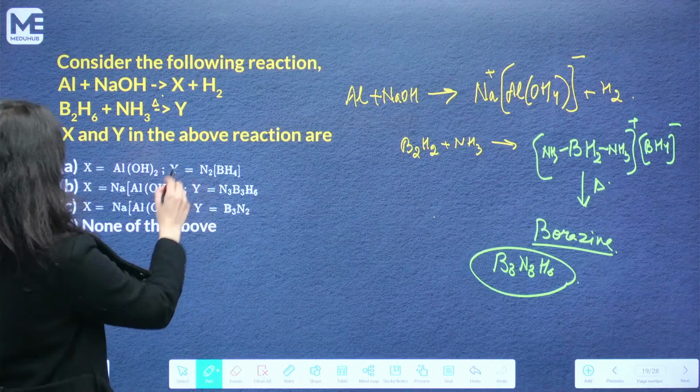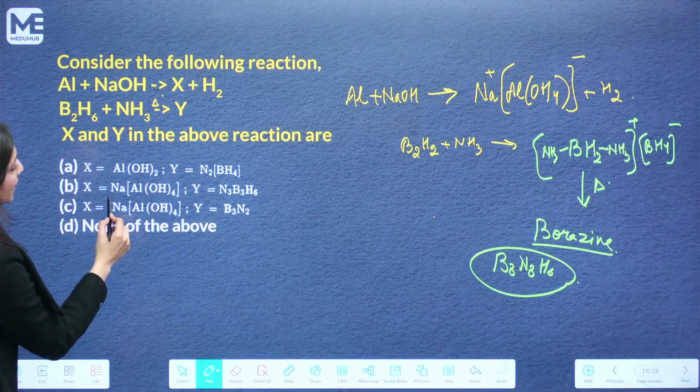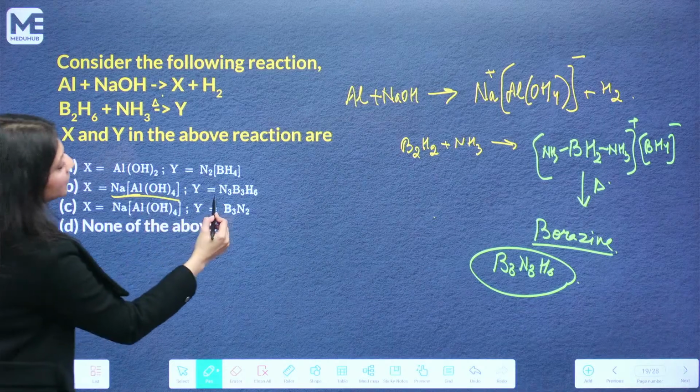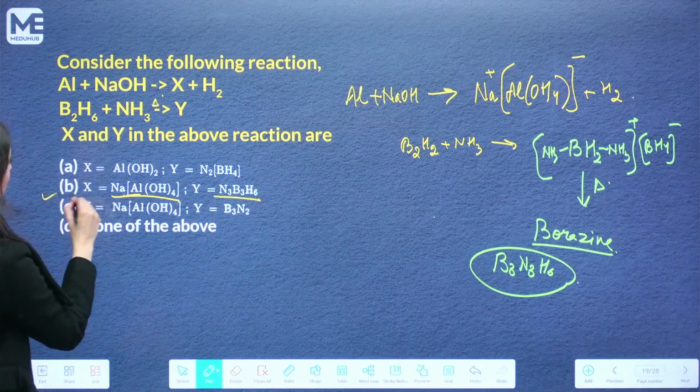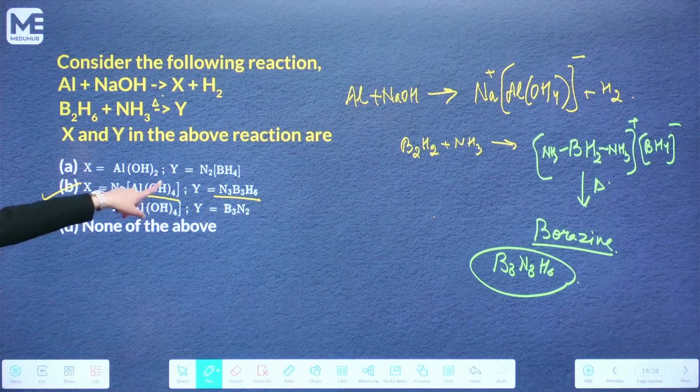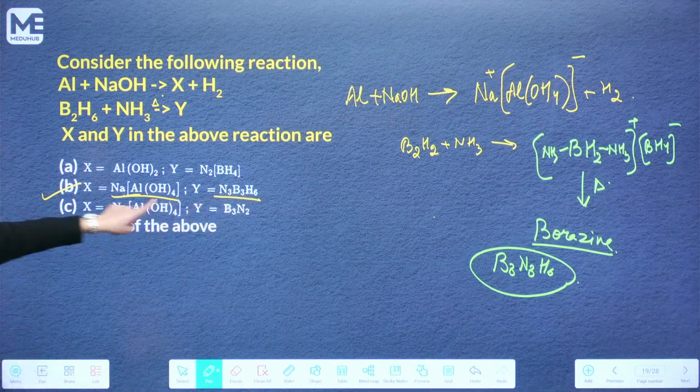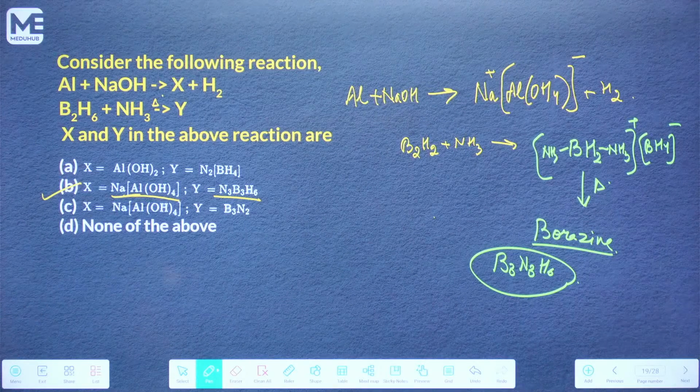So the answer here would be this one here. So we have sodium aluminate and borazine, N3B3H6. So X is Na[Al(OH)4], Y is N3B3H6. This is the answer. It's B. No, take a look again. First, aluminium is reacting with sodium hydroxide, and in the next reaction, diborane is reacting with ammonia. Fine? It is B.